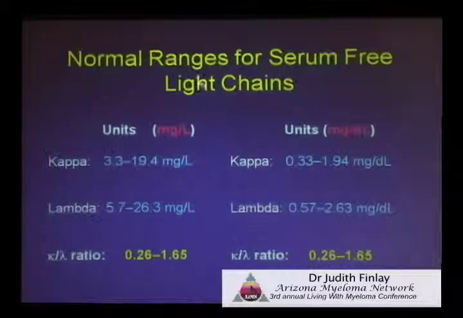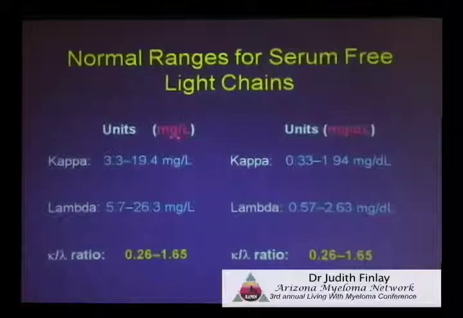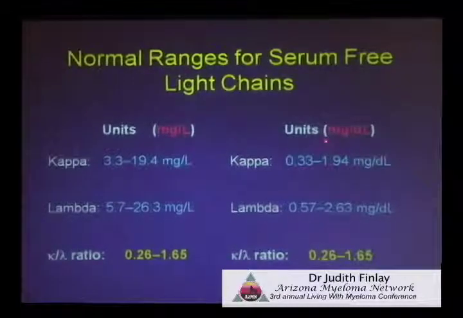Normal ranges have been established for serum free light chains, and there are two different types of units used, milligrams per liter or milligrams per deciliter. For Kappa, for instance, if you're using milligrams per liter, 3.3 to 19.4 milligrams per liter is the normal range. This is the normal range for Lambda, and then the ratio is 0.26 to 1.65. It doesn't change with the units because the units cancel out.